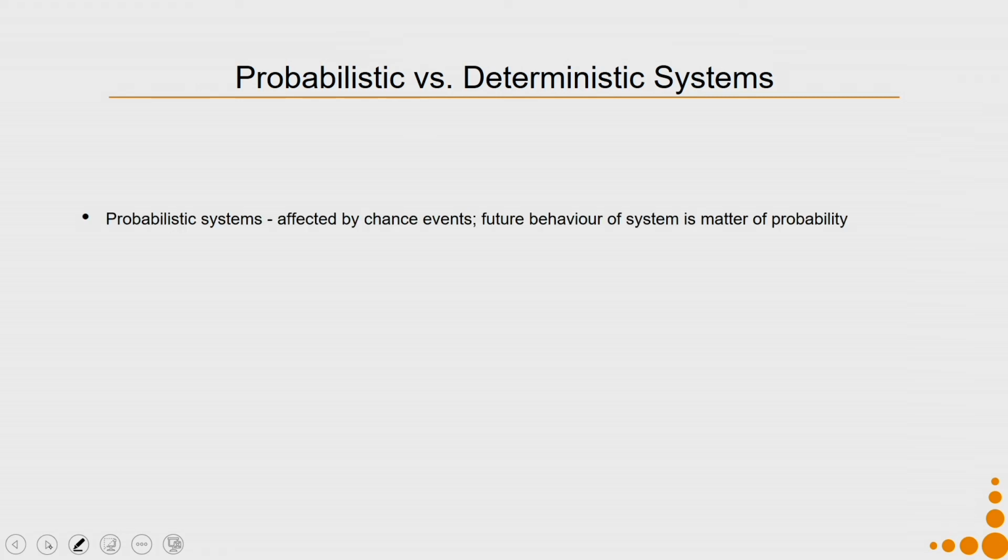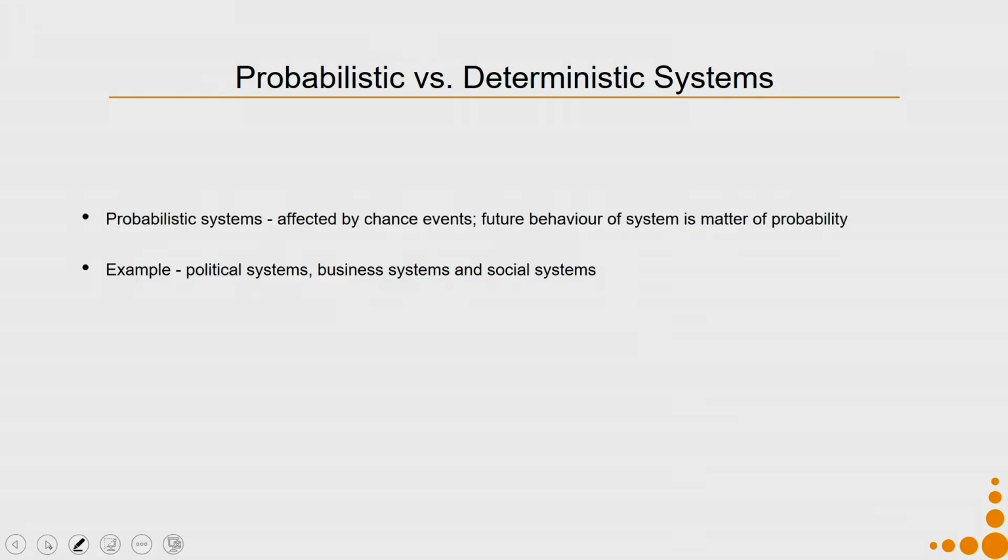In probabilistic systems, they are affected by chance events. So the future behavior of a system is a matter of probability. For example, say the political system is a probabilistic system. Why? Because the future behavior of the system is a matter of probability, and it is affected by chance events. Similarly, a business system is a probabilistic system. Again, it's affected by chance events, and the future behavior of the system is a matter of probability.